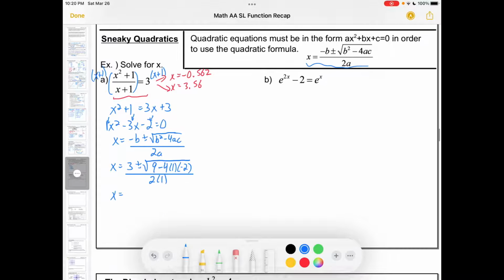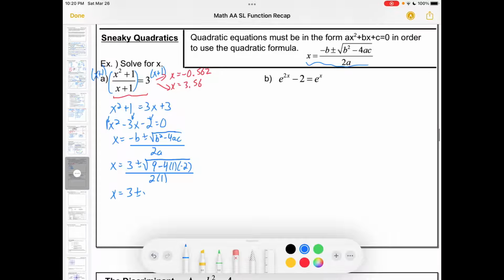And then I just work it out. That's 3 plus or minus the square root of, let's see, 9 plus 8, so that's 17, all over 2. It's important to realize that this actually represents two different numbers, 3 plus root 17 over 2, and 3 minus root 17 over 2. Now, if you found decimal approximations of those, guess what? They're negative 0.562 and 3.56.